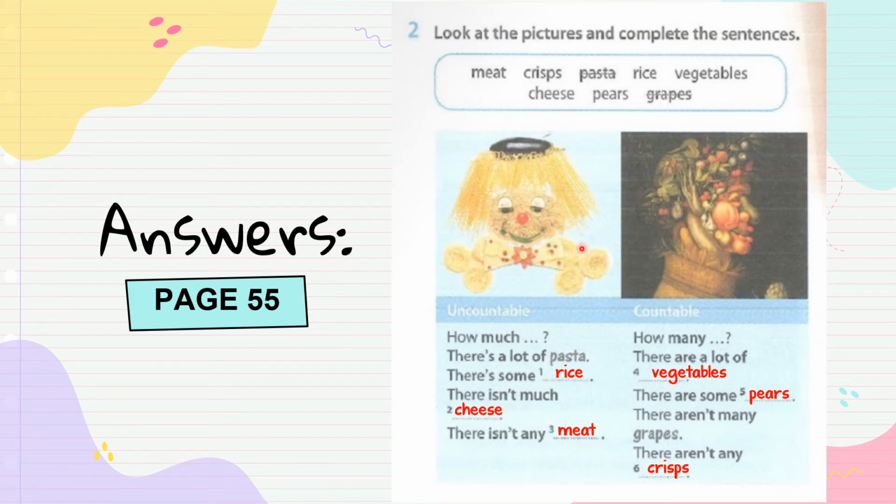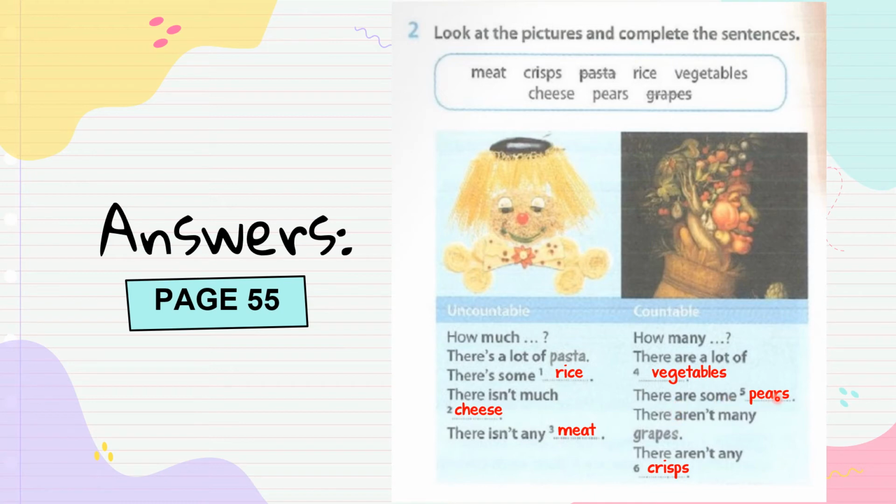Cheese tak ada banyak sangat. And there isn't any meat. Langsung tak ada daging. Okay, now we are going to look at countable. Boleh dikira. Okay, we use how many. There are a lot of vegetables. As you can see here, there are a lot of vegetables in the picture.